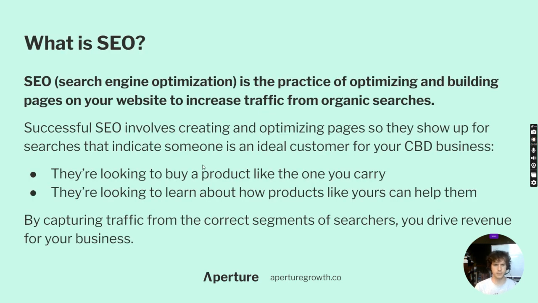So before we get into things, define SEO. SEO is the practice of optimizing and building pages on your website to increase the traffic you get from organic searches. So Google, Bing, etc. For CBD brands, SEO involves creating and optimizing pages that rank for search terms that indicate somebody is an ideal customer for your business. So these terms come in two main categories. Either the term indicates that somebody's looking to buy a product like the one that you carry, or they're looking to learn more about how products like the ones you sell can help them with an issue they have. And so by capturing traffic from these types of keywords and from your ideal customers, you can drive revenue for your business.